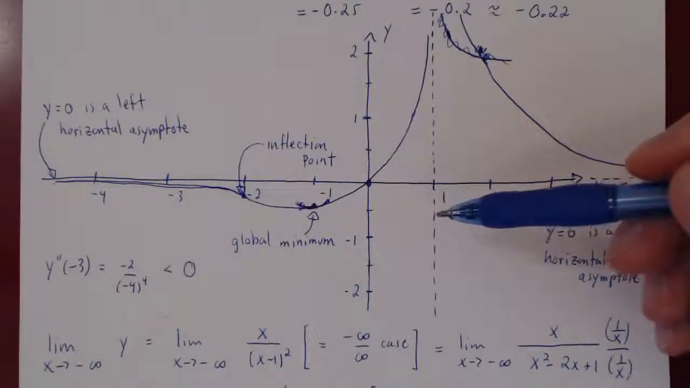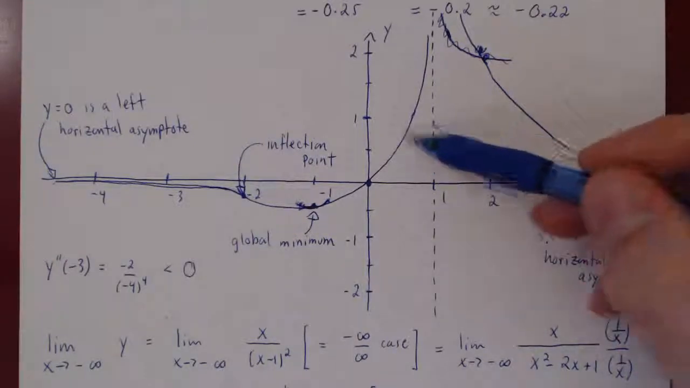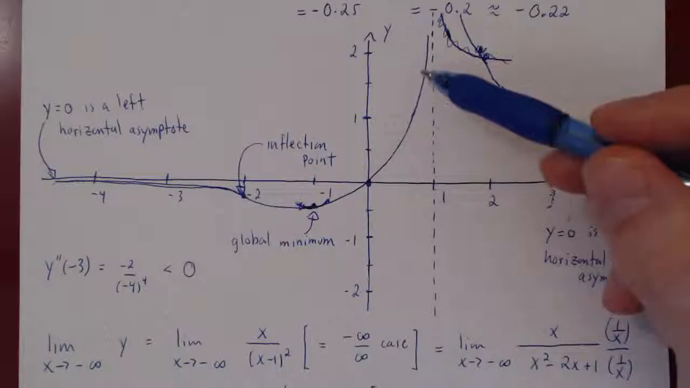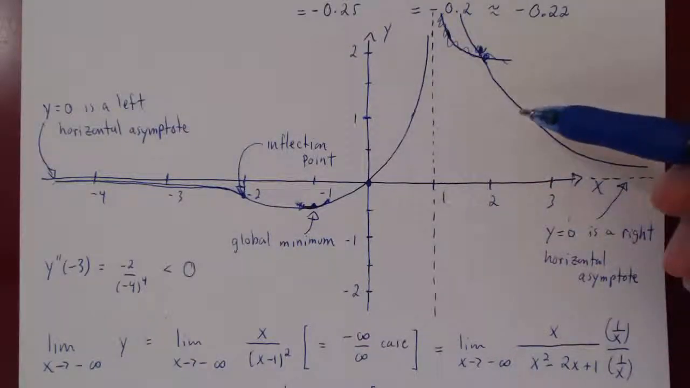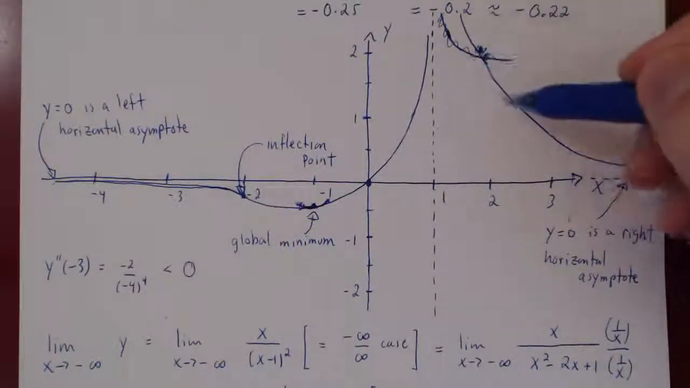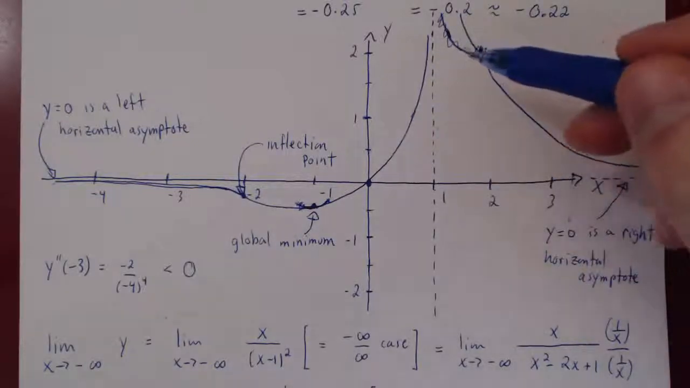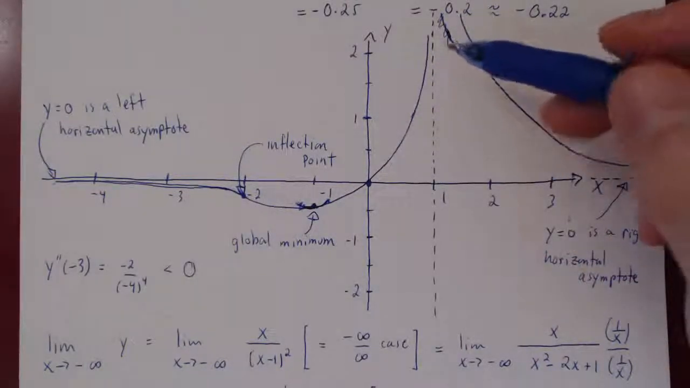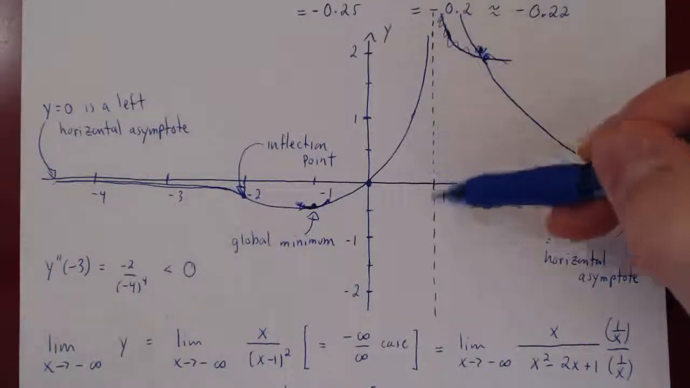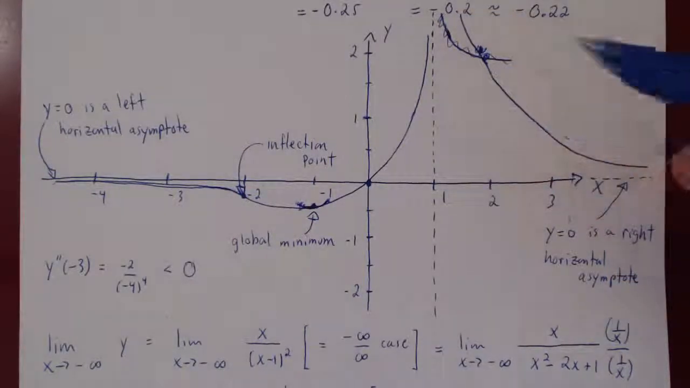Well, let's see. Is there a change in concavity? To the left of 1, the curve is concave up. To the right of 1, the curve is also concave up. So x equals 1 was only a fake inflection point. It is only a vertical asymptote, not an inflection point.